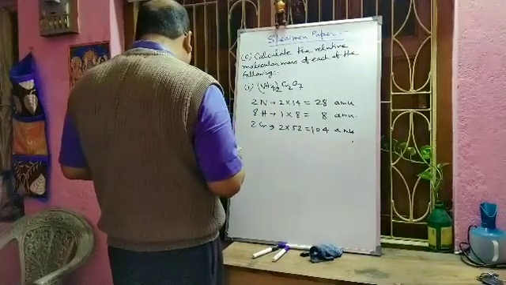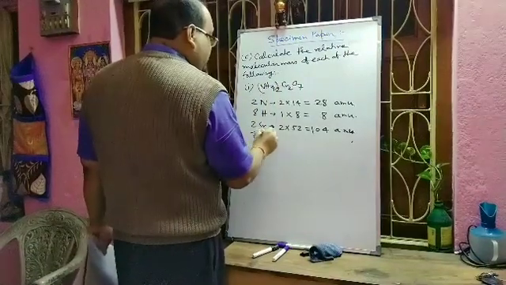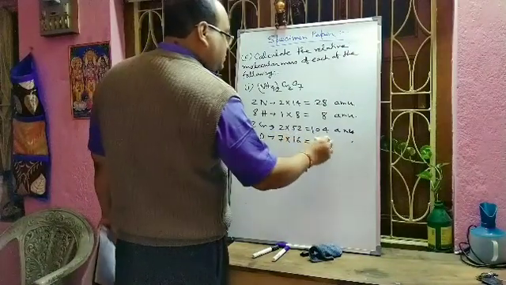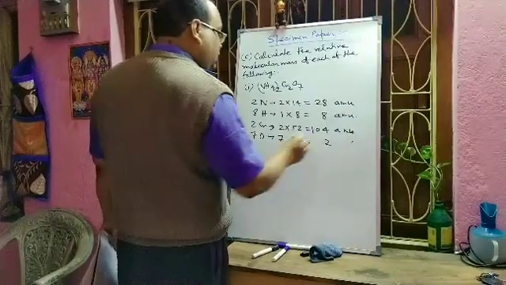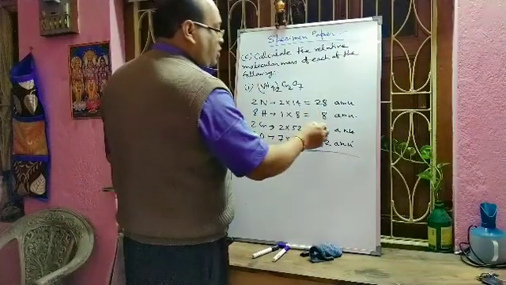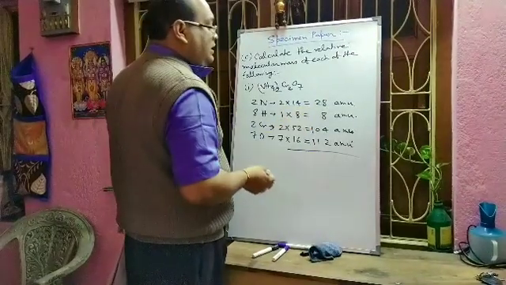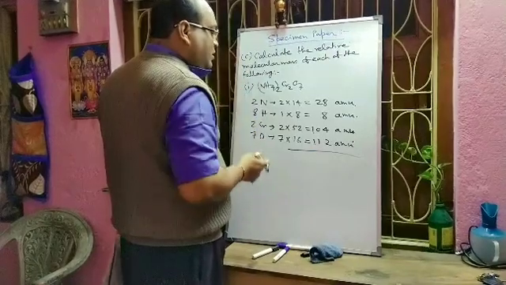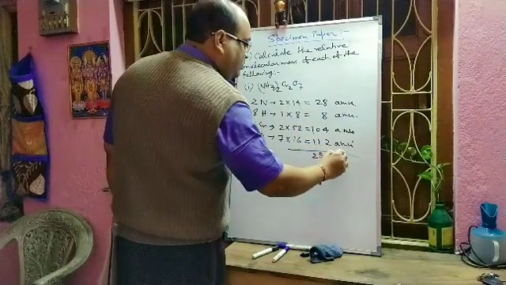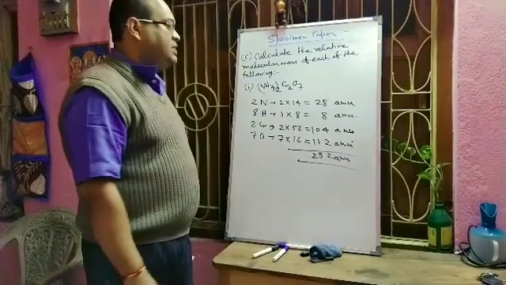Next is given that 7 oxygen is there. So 7 oxygen, that will be 7 into 16. That is coming as 112 AMU. So if you add this, 28 plus 8 plus 104 plus 112, you will get 252 AMU. So this is the molecular mass of the ammonium dichromate.